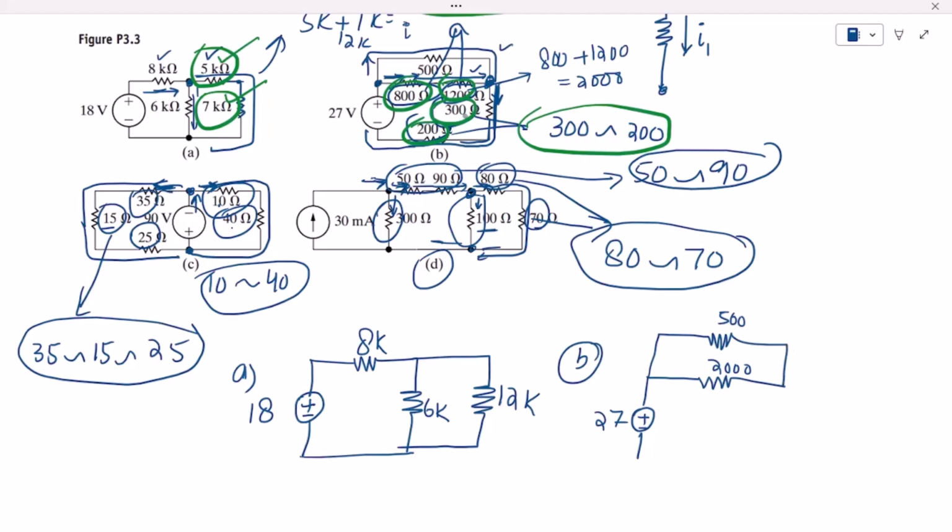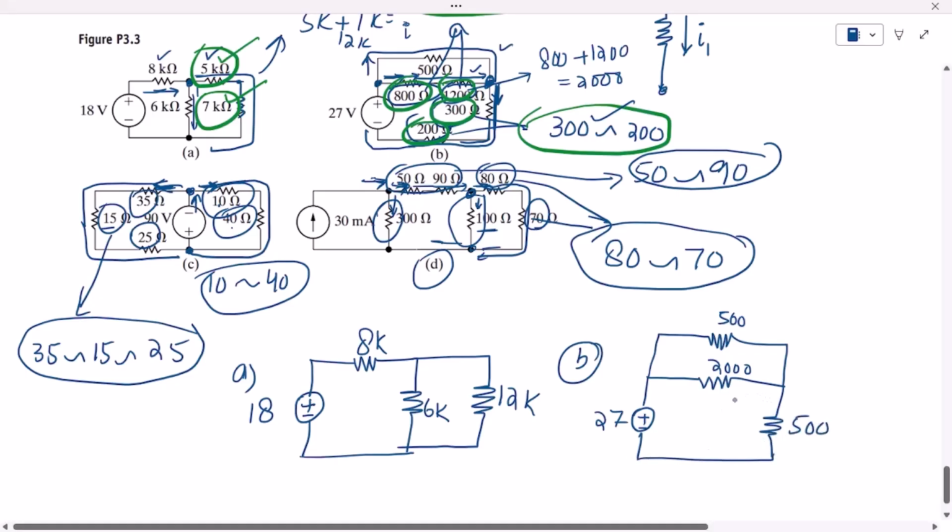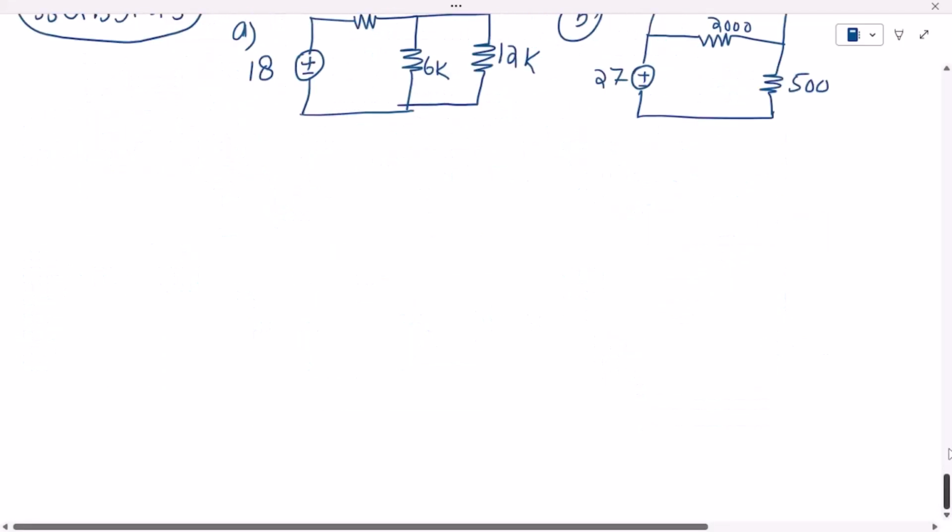The other two resistors which are in series with each other are 300 and 200. So 300 plus 200 are 500. So it is here this 500 ohm, and this is now the equivalent circuit for this one. Okay, so this is the equivalent circuit. Let me move down somehow for the other two resistors.